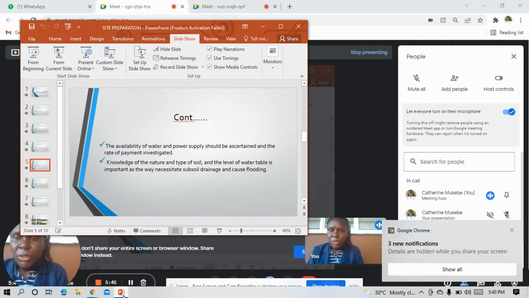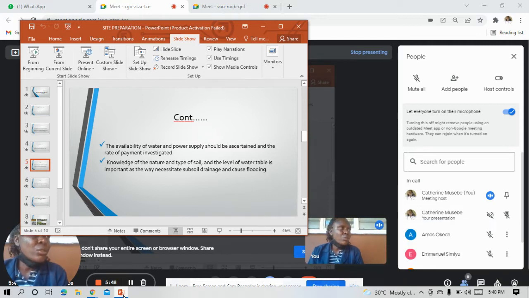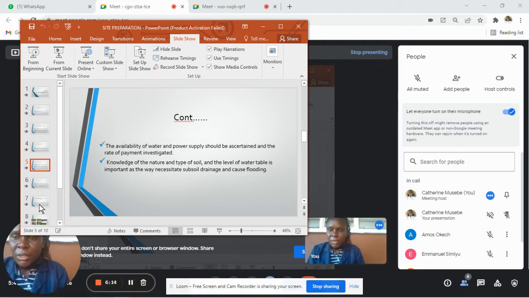Then you'll also need to look at the nature of the soil. Which type of soil are you going to construct your building or anything that you want to construct on? So the nature of the soil is very important. If it is swampy, you need to remove that water from the site for you to start excavating the foundation. If the soils are soft, you will have to know which depth of the foundation that you will need.